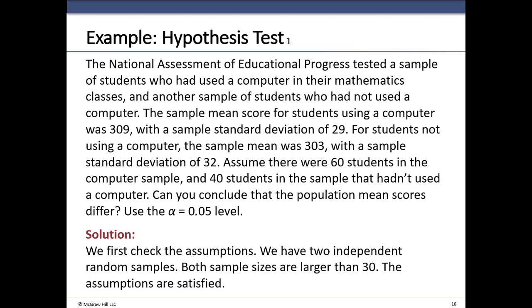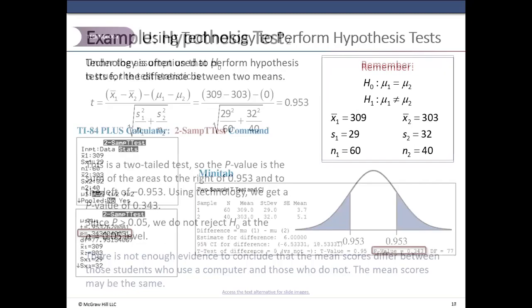Our alpha is 0.05. We will calculate a test statistic and a p-value. The test statistic is 0.953. The p-value is 0.343, which is greater than alpha equal to 0.05. Hence, the decision is do not reject H0 because p is greater than alpha. And the conclusion is that at alpha equal to 0.05, there is not enough evidence to support H1, the alternate.